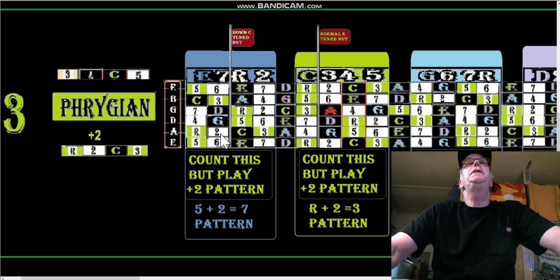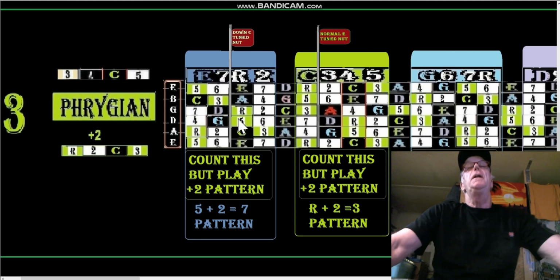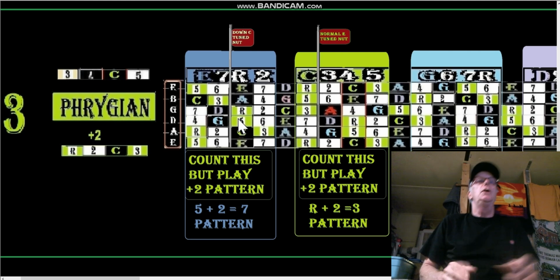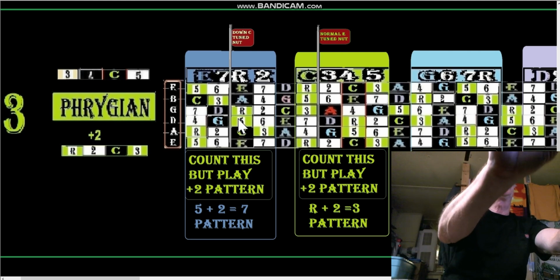And of course the green notes are root, 3, 5. So that's another reason why we want to renumber. So we can go root, 2, 3, 4, 5.